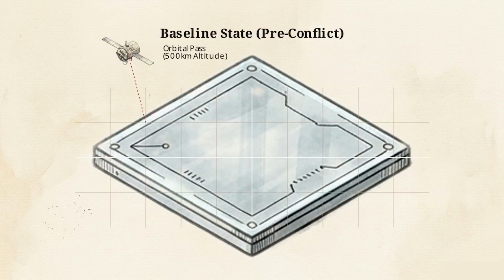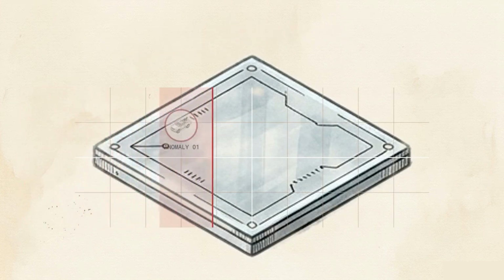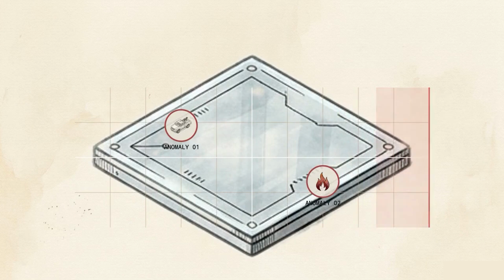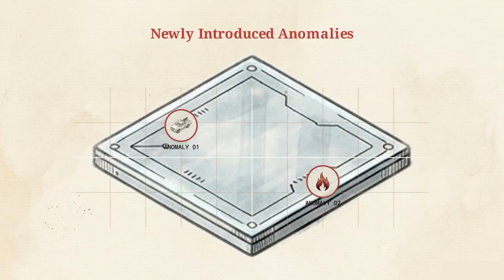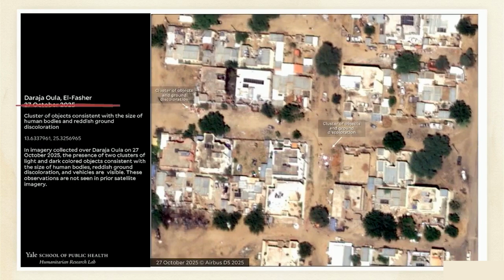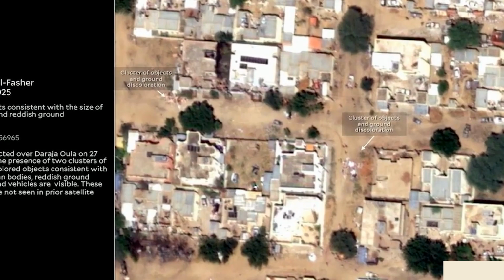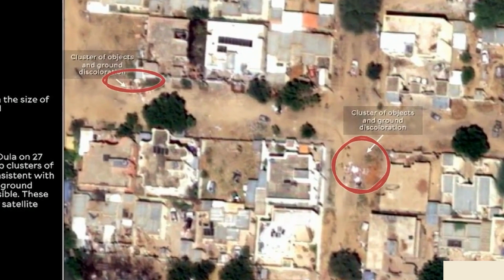This animation illustrates multi-temporal change detection, the foundational step of satellite intelligence. Analysts compare sequential imagery of exact coordinates to track newly introduced anomalies. Look at this satellite pass over the Daraja-Ulan neighborhood. By comparing the baseline of October 26th to this October 27th aftermath image, researchers track exact changes. They identified distinct clusters of objects that suddenly appeared scattered across the terrain.